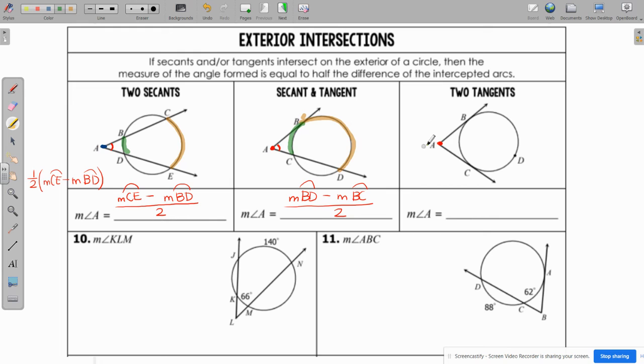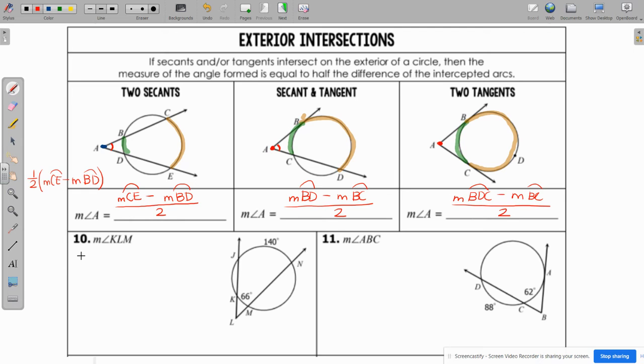Again, when we have two tangents, it's going to be the same thing. So this angle A intercepts the smaller arc, BC, as well as the larger arc, BDC, out here. So the measure of angle A will be equivalent to the measure of the larger arc, which is BDC, minus the measure of the smaller arc, BC, divided by 2.